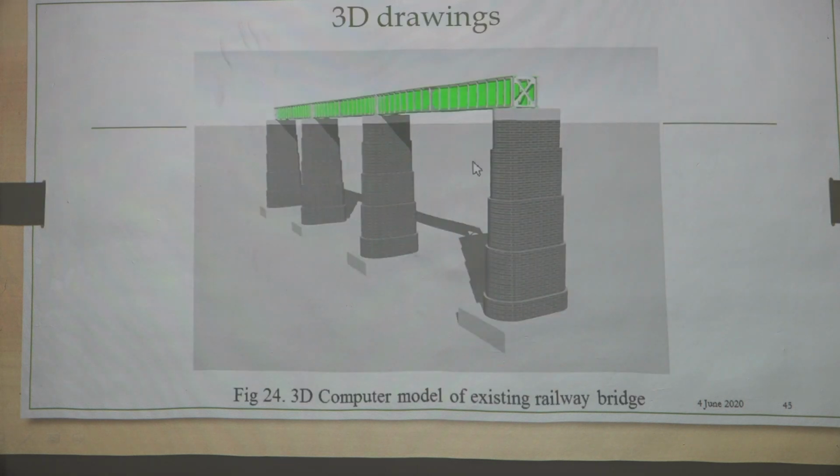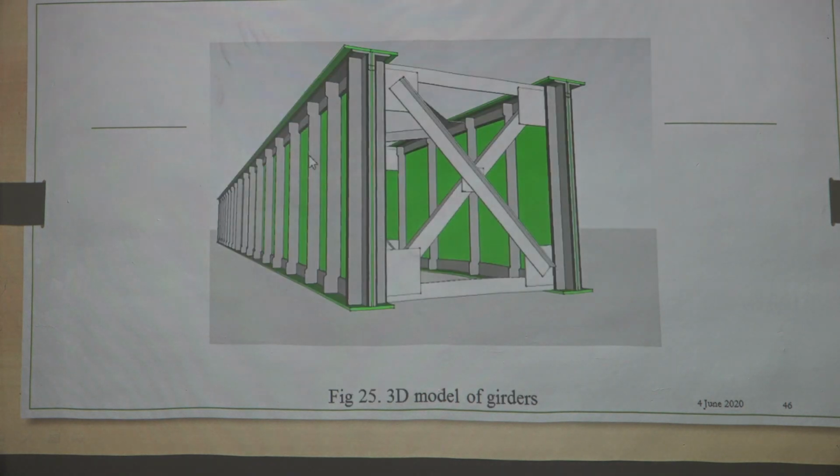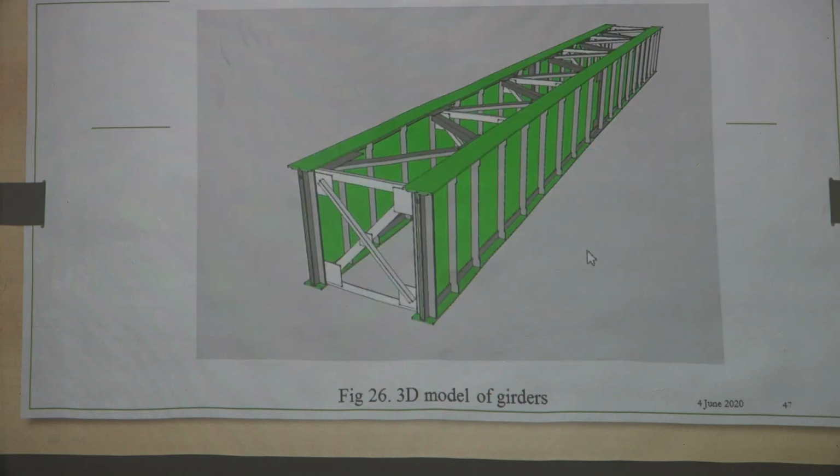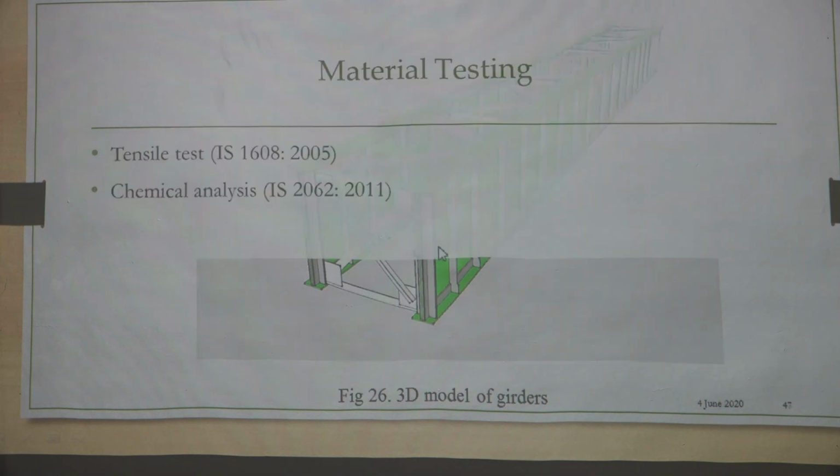This is the 3D model of this small part of the bridge. This is a computer model of the existing railway bridge. If you see this girder, it consists of plate elements as the major part. This is the 3D model of the girder, and this is the view of this girder.